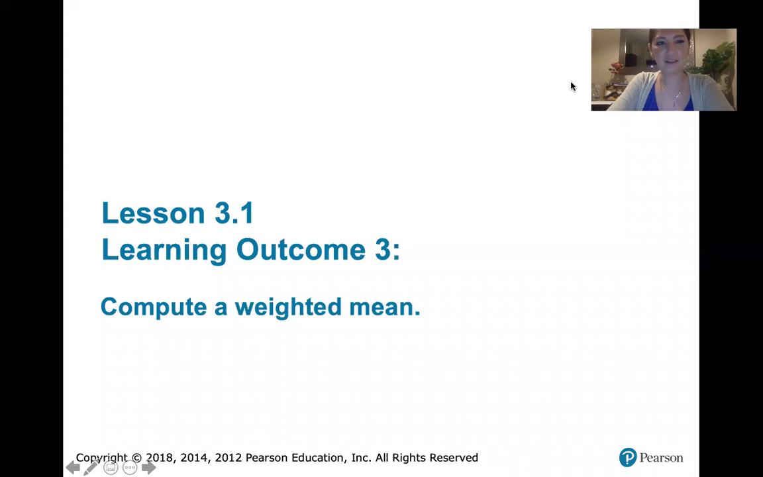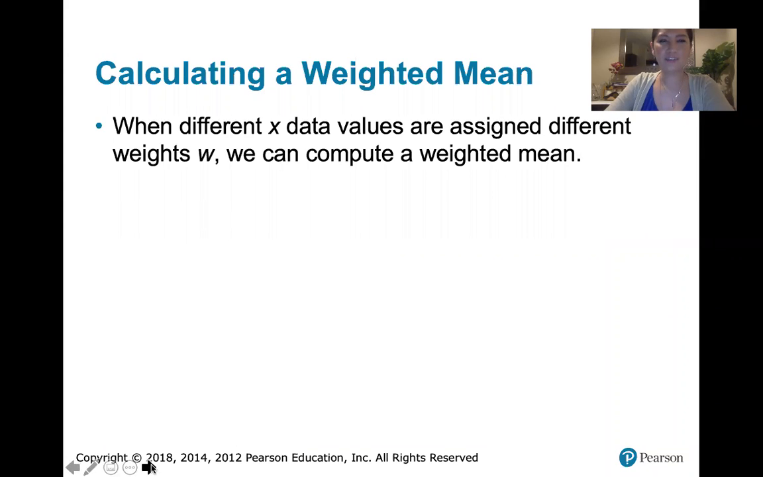This video is about learning how to compute a weighted mean. When different data values are assigned different weights, we can compute what's called a weighted mean. Here's the formula. We've got x bar, that's our sample mean, is the sum of the weights times the data values divided by the sum of the weights.